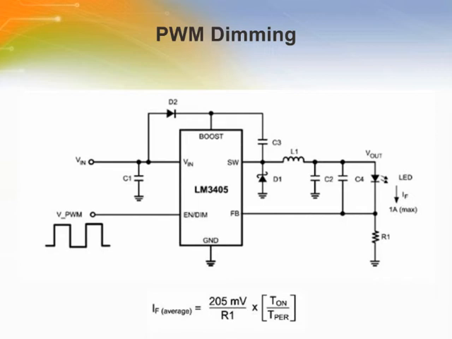In order to eliminate flicker, the lowest PWM dimming frequency is normally chosen to be above 100 Hz. The upper end of the PWM frequency is determined by the turn-on delay of the LM3405. The average LED current is controlled by T-on, T-PER, or both, and is perceived by the eye as a brightness change.